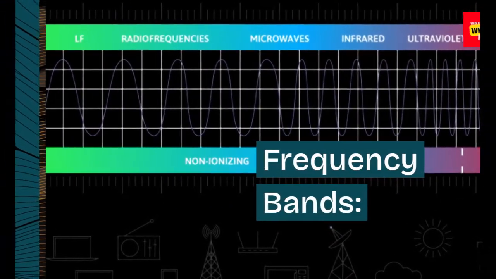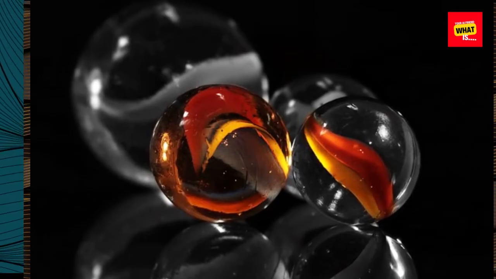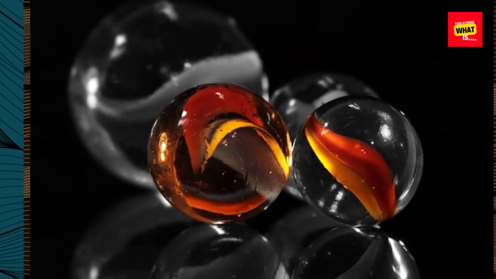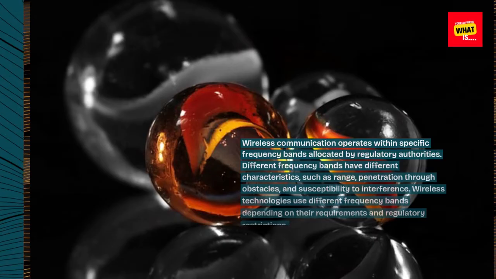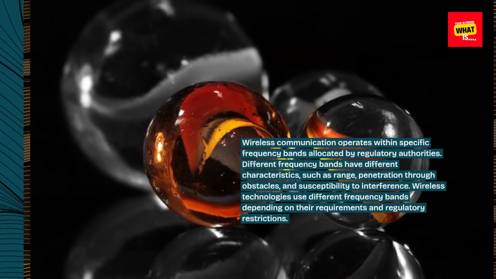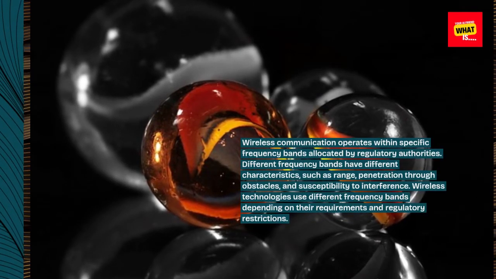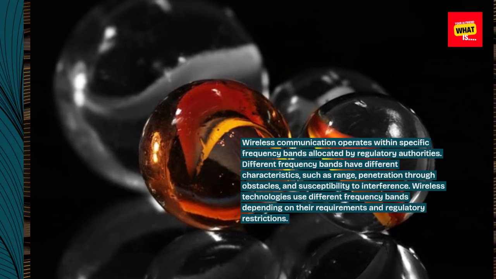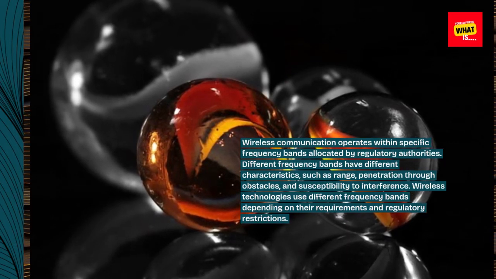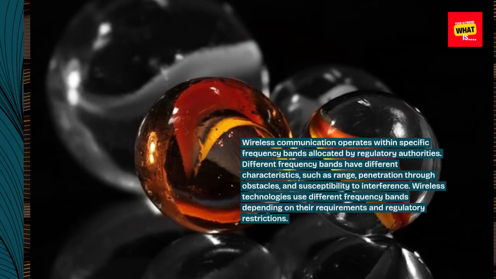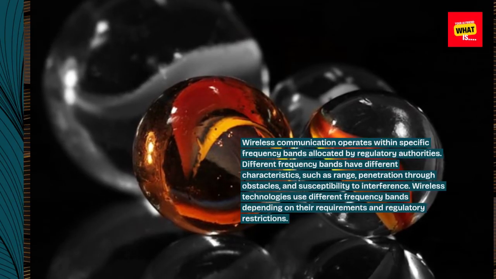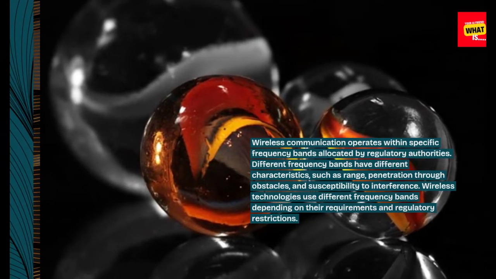Frequency bands. Wireless communication operates within specific frequency bands allocated by regulatory authorities. Different frequency bands have different characteristics, such as range, penetration through obstacles, and susceptibility to interference. Wireless technologies use different frequency bands depending on their requirements and regulatory restrictions.